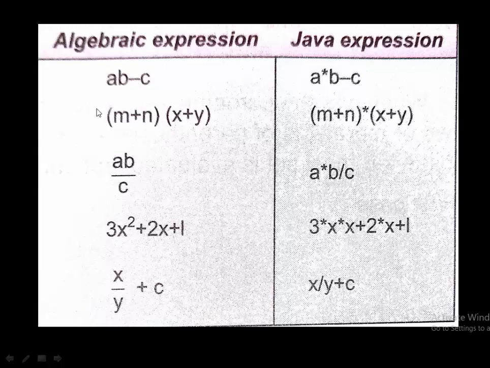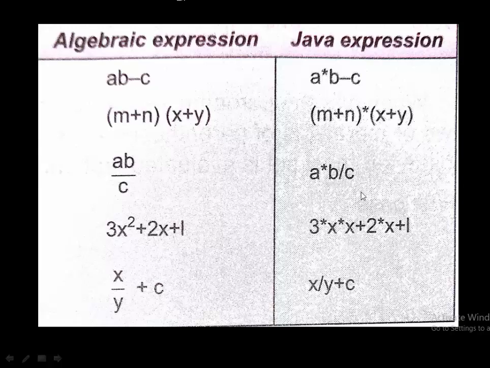In a similar way, m plus n in the bracket, multiplied by x plus y, can be written like this. And ab divided by c can be written as a plus b divided by c. After that, 3x square minus 2x plus 1 can be written like this, 3 into x plus 2 into x plus 1. And the last one, x divided by y plus c, can be written as x divided by y plus c. So, this is the way of writing an algebraic expression as a Java expression.